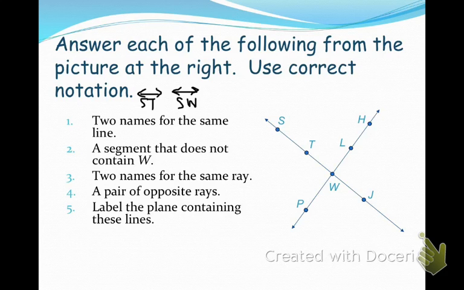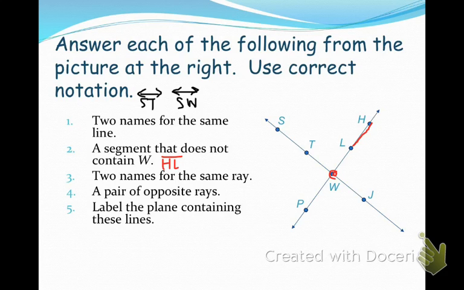A segment, number two, a segment that does not contain W. So now we just have to focus on something that doesn't have the point W here. So how about segment HL? This segment here doesn't contain W.